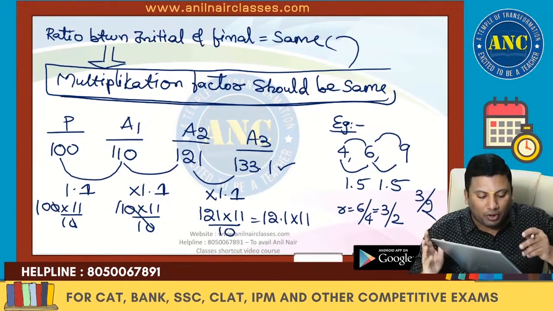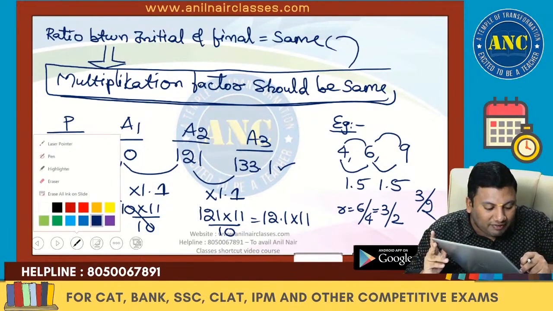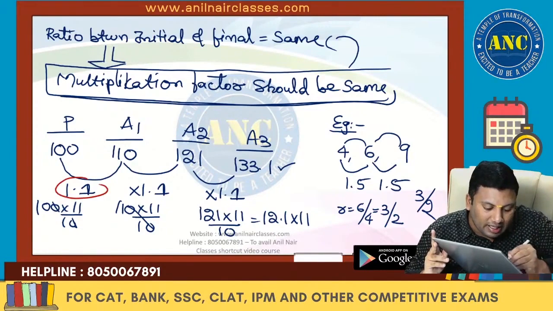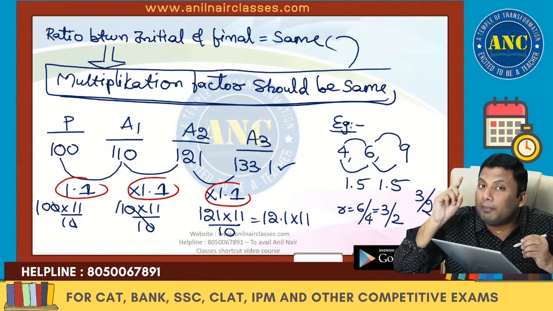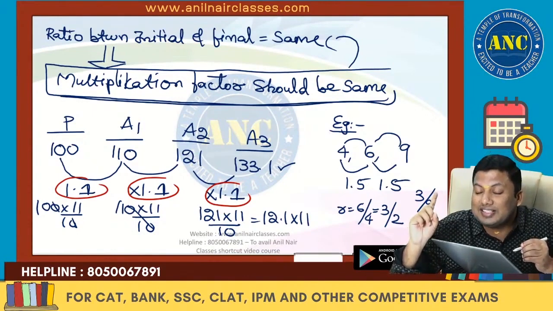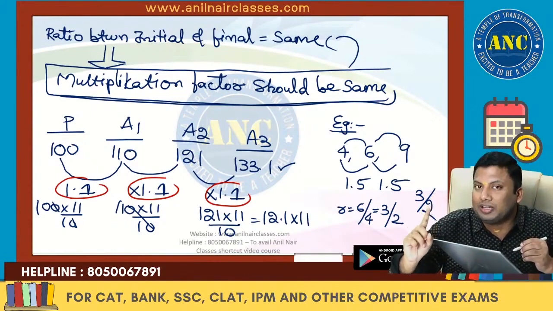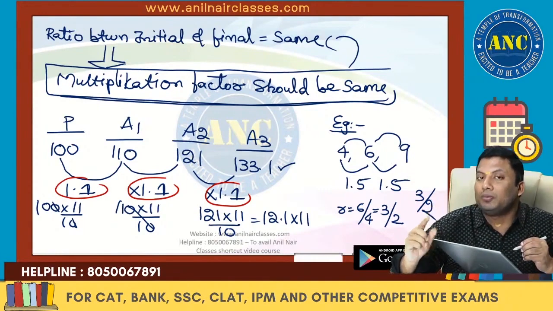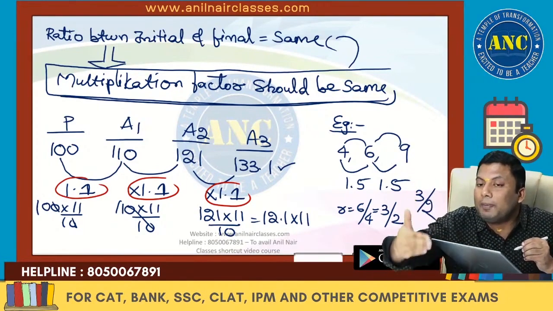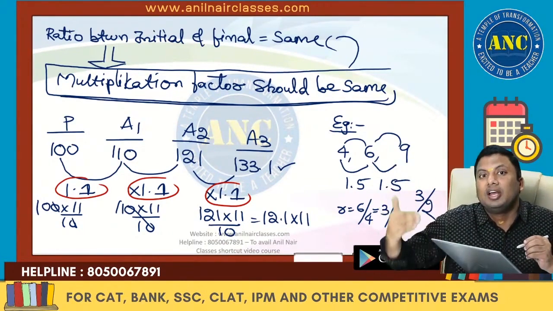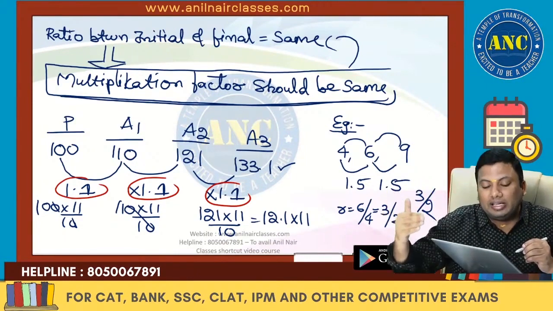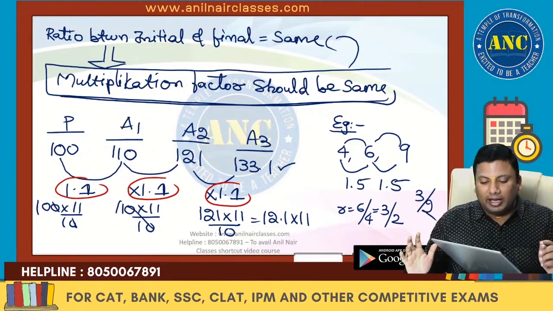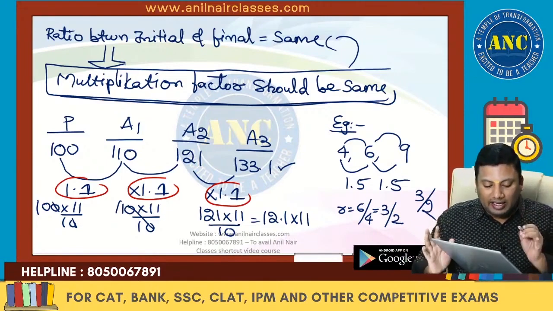Extremely important point, because the multiplication factor is the same. CI is nothing but a multiplicative method. SI is nothing but an additive method, because the value will keep growing by addition. In case of compound interest, the values are getting multiplied. CI is a multiplicative method. I hope the idea is clear.